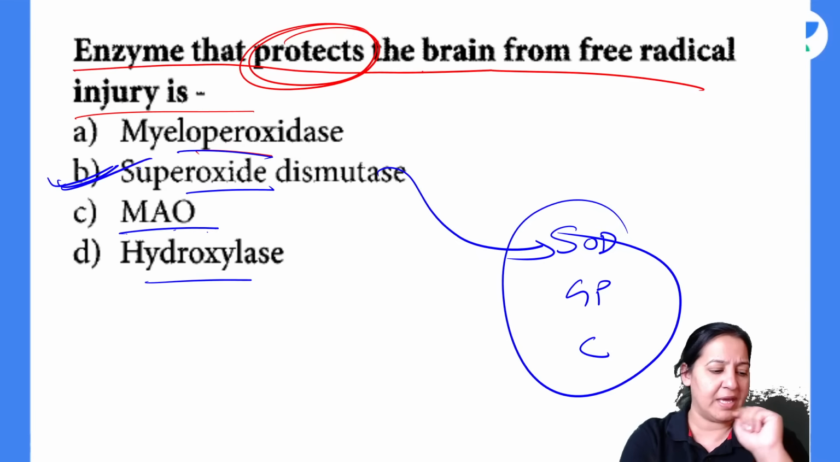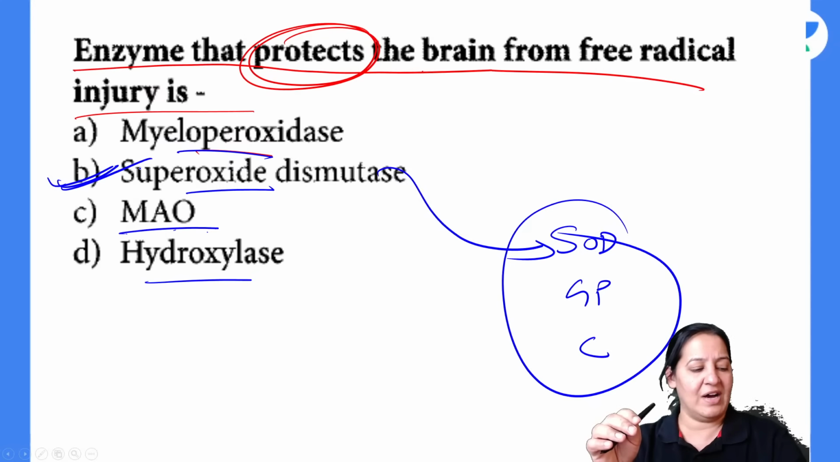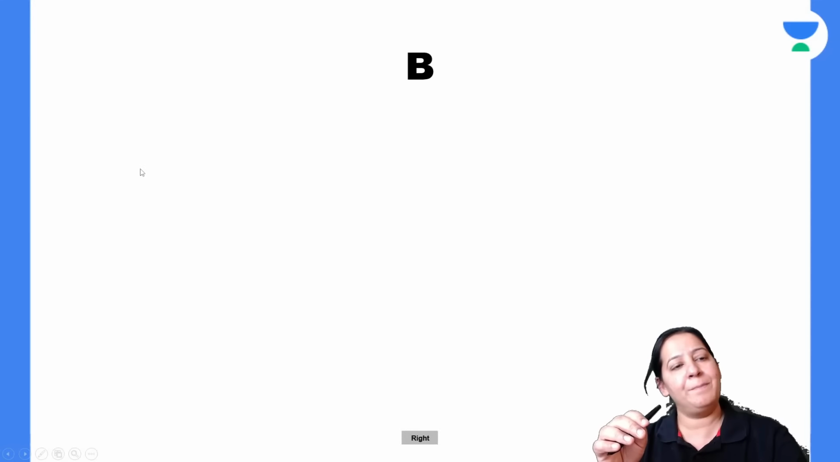So the correct answer here is B. Yes, Zishan. The correct answer here is B. Yes, very good. Have you got it? Yes, Vasi. The correct answer is B. Very good. So B is the correct answer.